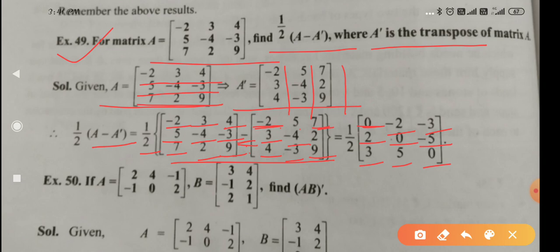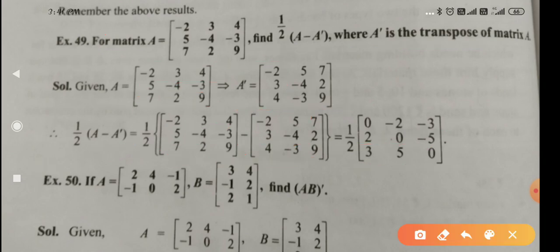9 minus 9 equals 0. So like this you have subtracted. By 2 you can divide, means you can write the answer 1 upon 0 divided by 2, 2 by 2, 3 by 2, or like this you can leave the answer. In both the cases answer will be correct.